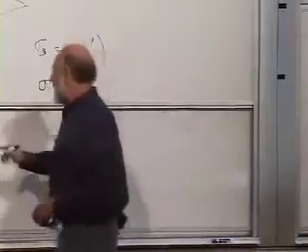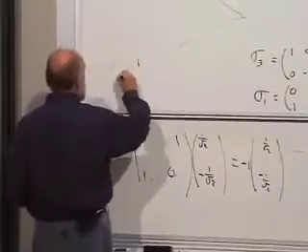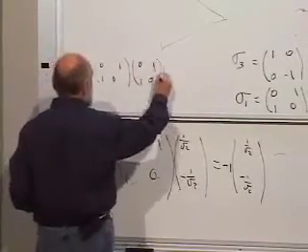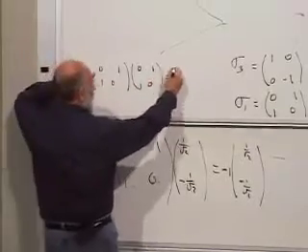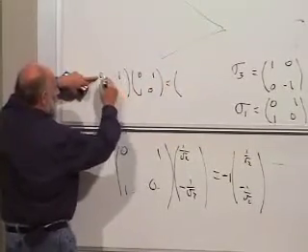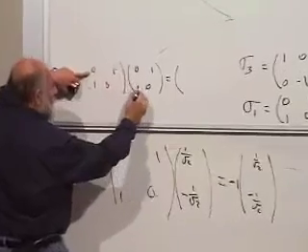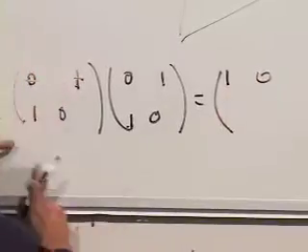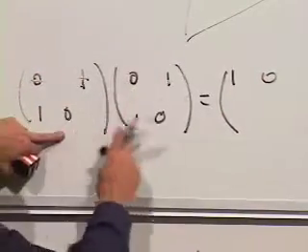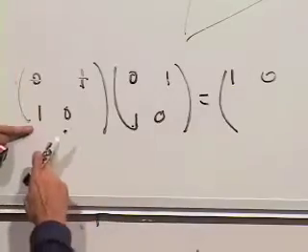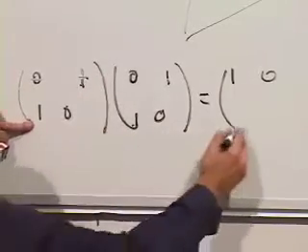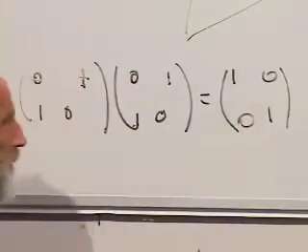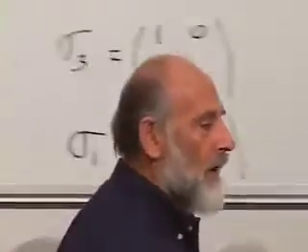Let's square sigma 1. 1, 1, 0, 0, and multiply it by 1, 1, 0, 0. The first element in the upper left-hand corner is the inner product, this times this. The 1 times the 1 gives us a 1. Then 1 times 0 plus 0 times 1 is 0. And 1 times 1 plus 0 times 0 is 1. So both sigma 1 squared and sigma 3 squared are equal to 1.